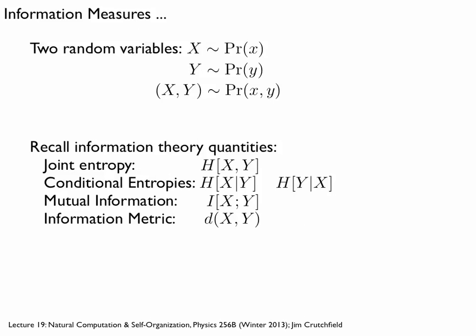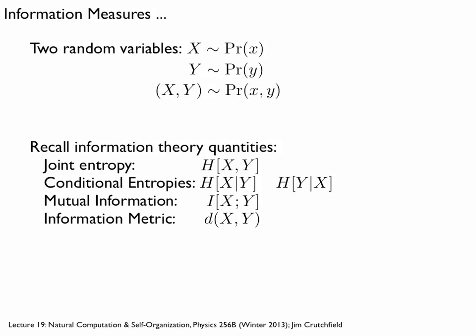But then we have more interesting things talking about the relationship between variables: the uncertainty of x given y, the uncertainty of y given x. We have this mutual information between the two, and then also this distance between the two distributions that govern the observables x and y.